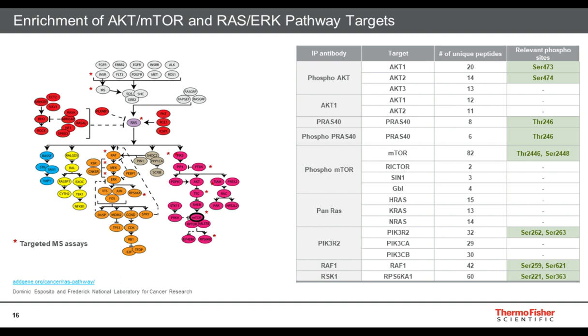Not only did we detect the isoforms and identity of the target, we were able to identify the relevant phosphorylation sites that contain the phosphopeptides, and we also detected them for AKT1, AKT2, mTOR, RAS40, PIK3R2, RAF1, and RSK1 during the mass spec analysis. And mTOR and interacting proteins from the mTORC2 complex were also verified with this approach.